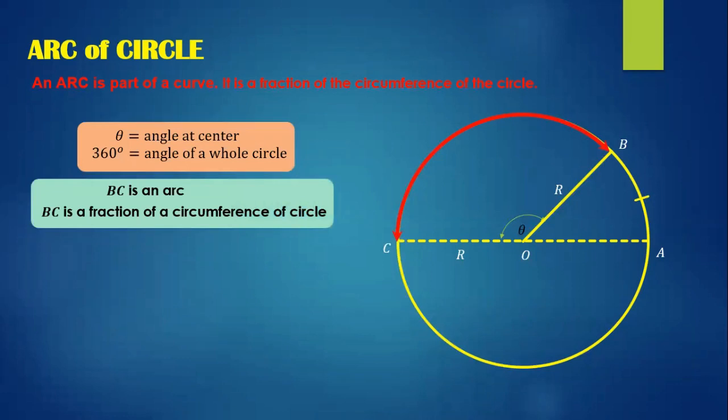So what is the next technique? How to find the formula of arc of circle? That's very easy. By using the same method we used to find the sector, we can apply the technique to find the arc of a circle. Theta to 360 degrees means arc BC to the circumference of a circle.